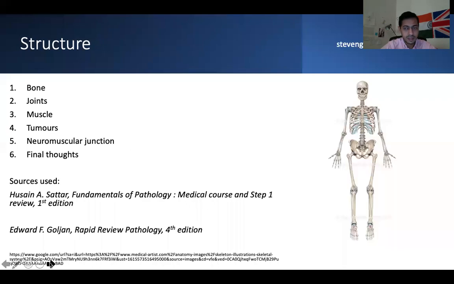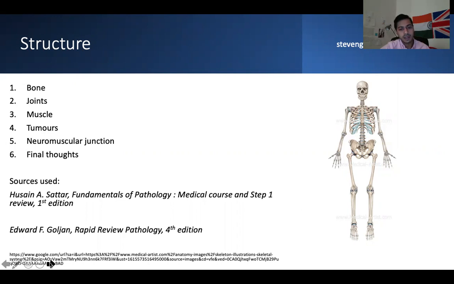And secondly, I would really hope that you do not use this lecture as the only source of information. Please use all of your university materials alongside this for your revision. So today's lecture, I've broken it up in the simplest of ways. I'll be talking about each component of the skeletal system, starting off with bones, and I'll end with the neuromuscular junction.